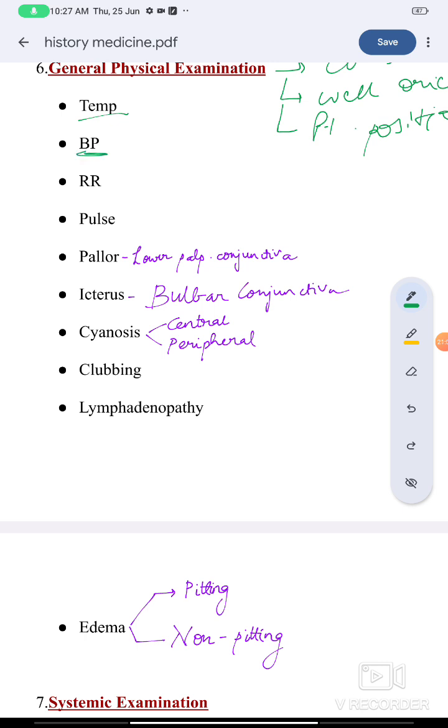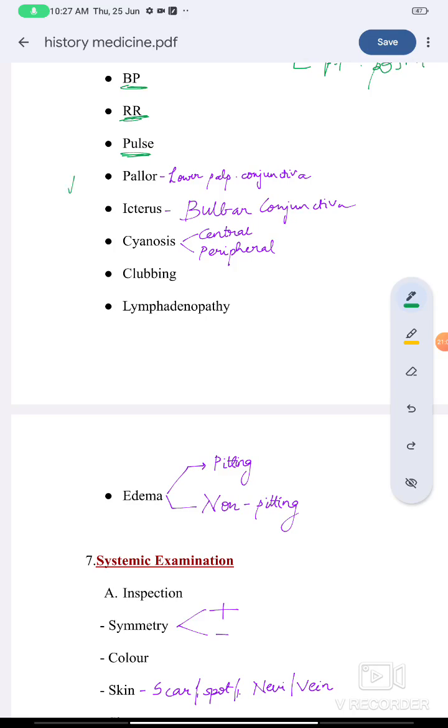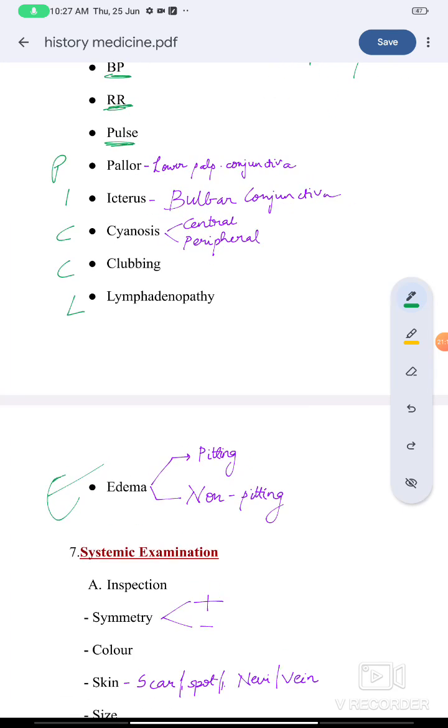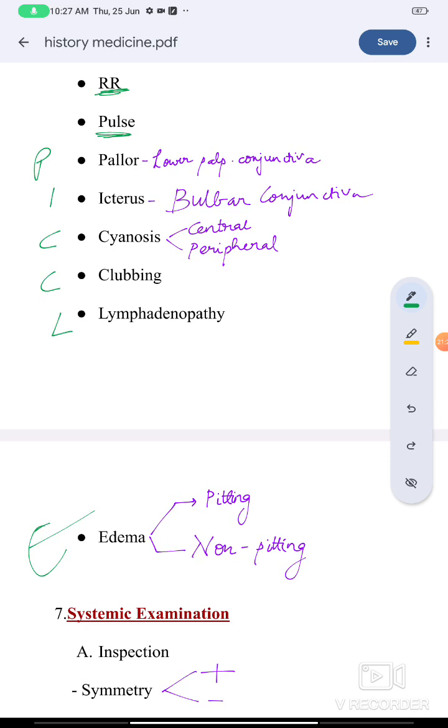Next is BP. Next you have to go for the respiratory rate. Next you have to go for the pulse rate. Then comes the Brahmastra of general medicine, which is PICKLE. So P stands for pallor. Pallor means paleness of the skin or mucous membrane. The most common site is the lower palpebral conjunctiva. Presence of pallor points towards reduced RBC, that is anemia, reduced hemoglobin.